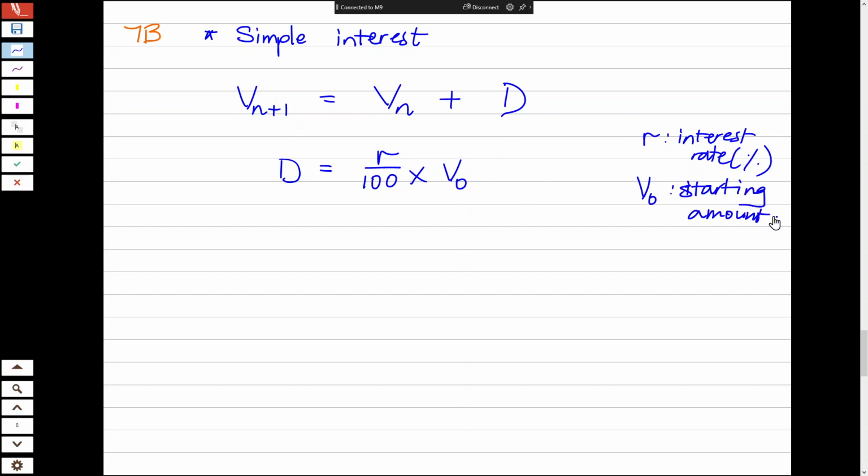Okay? The questions in exercise 7b are about giving you different pieces of information and working things out. So if you need help with rearranging equations, I can do that.